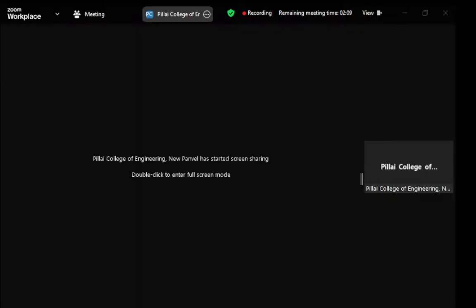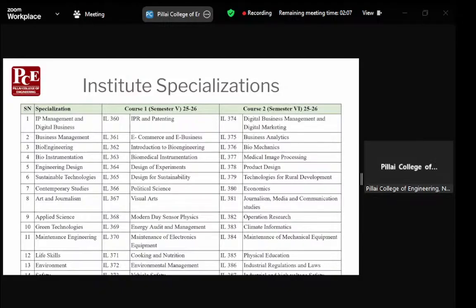So, to brief you again, we have a total of 14 specializations. These specializations are from different categories, academics and non-academics, and every specialization has two subjects in it. The first subject, as I mentioned, would be offered in semester 5. The orientation for these subjects is going on. And the second subject in the same specialization would be offered in SEM 6.